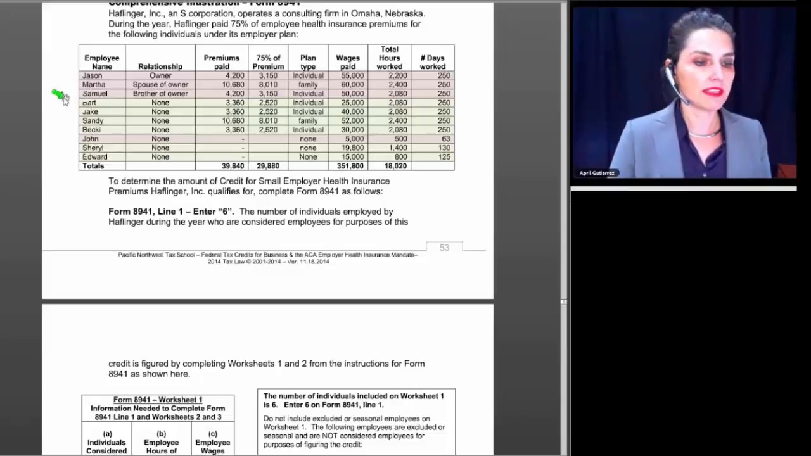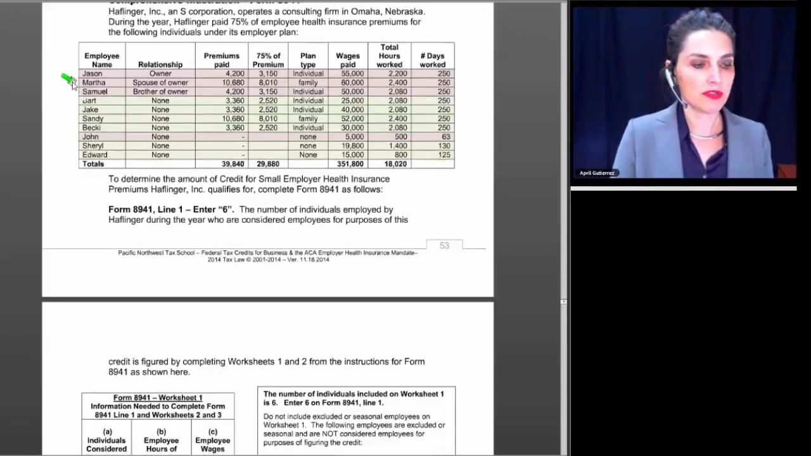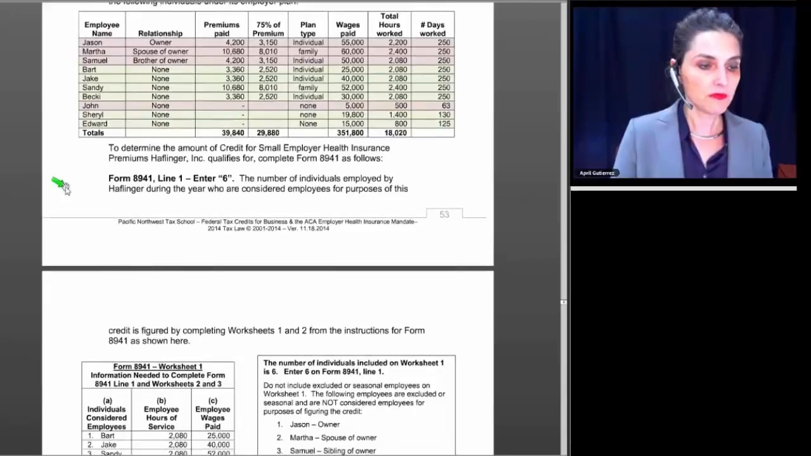Jason, Martha, and Samuel are not considered in the calculation of the number of full-time employees because you have the owner, a spouse of the owner, and a brother of the owner. And then we move down to this employee, John, who is not related to the business or the business owners in any way, but he worked fewer than 120 days during the year. And so these 4 employees are thrown out for purposes of determining the number of full-time equivalent employees, and also figuring the average wages paid to employees.